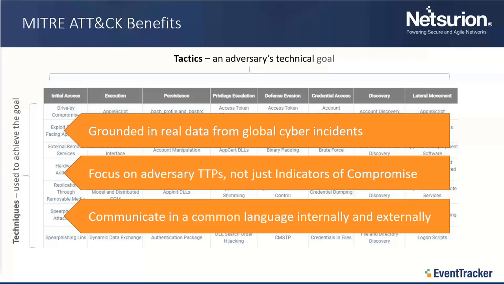And the biggest goal, in my opinion, at the very bottom is that this communicates in a common language across the cybersecurity space. So when I talk common language, I mean, one of the analogies I use is think of music.